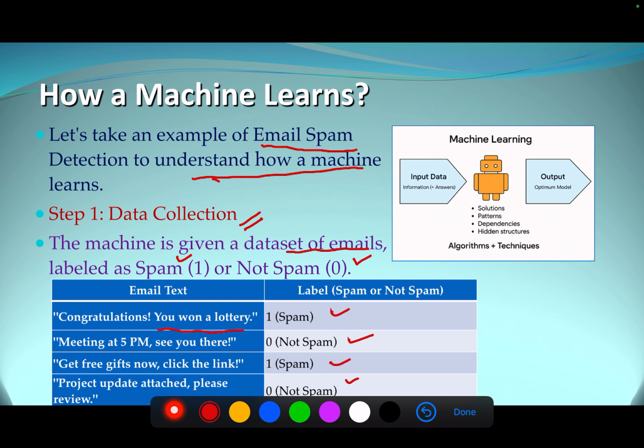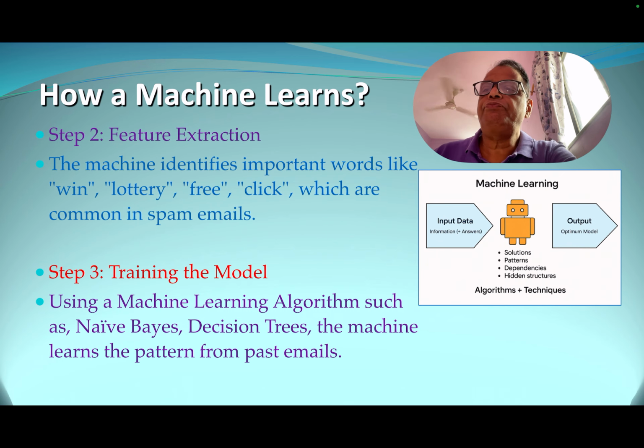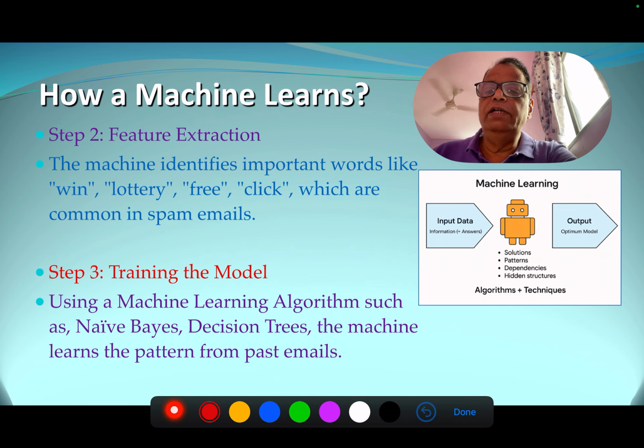So one can easily find from the emails that whenever we have words like congratulations, own, lottery, free, gifts, then those are spam. And if there are words such as meeting, project, update, then those emails are considered non-spam. So the machine is trained on this data, and once the machine is appropriately trained, it will be in a position to classify the email. So let us understand how it is done.